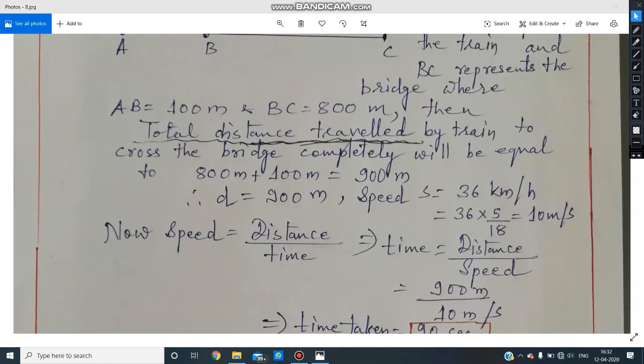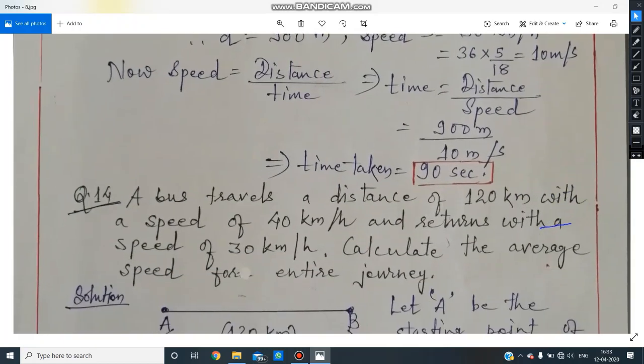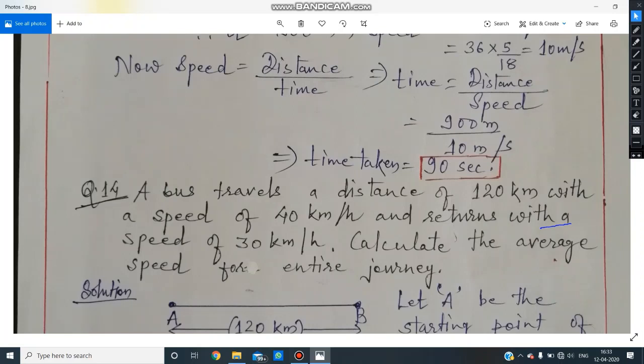So after converting this value of the speed, we get the value of the speed of the train equal to 10 meter per second. So putting these values in the formula of the speed, which is speed is equal to distance by time, we get the value of time as time is equal to distance by speed. Distance previously calculated 900 meter, the speed which is 10 meter per second. So accordingly, after calculation, the time taken by the train to cross the bridge fully will be equal to 90 seconds. This was the calculation against the given question.